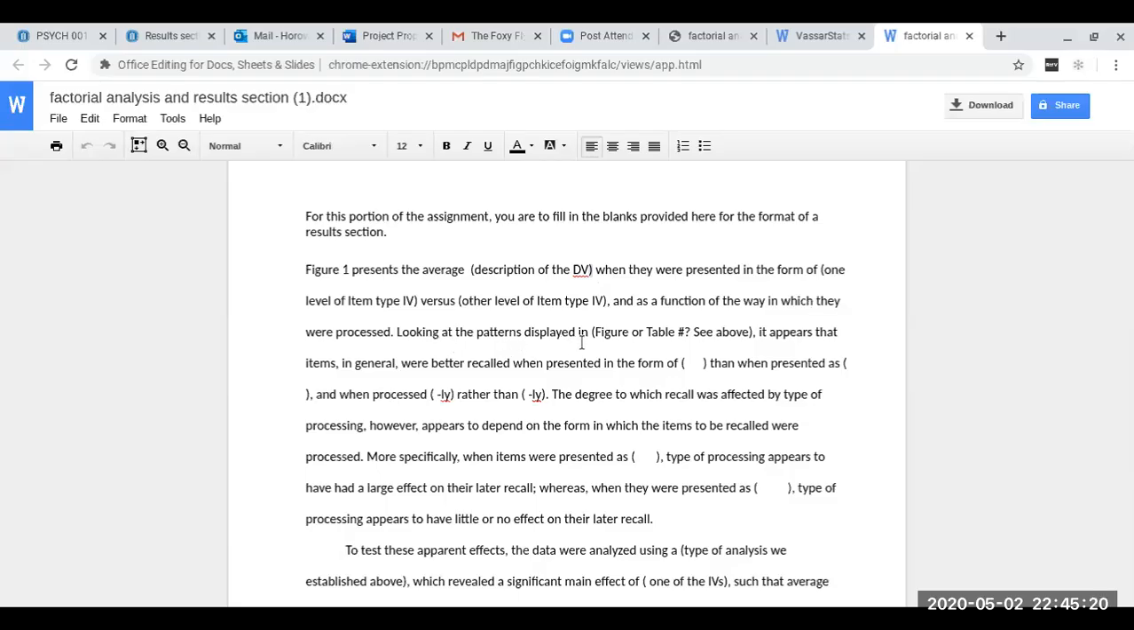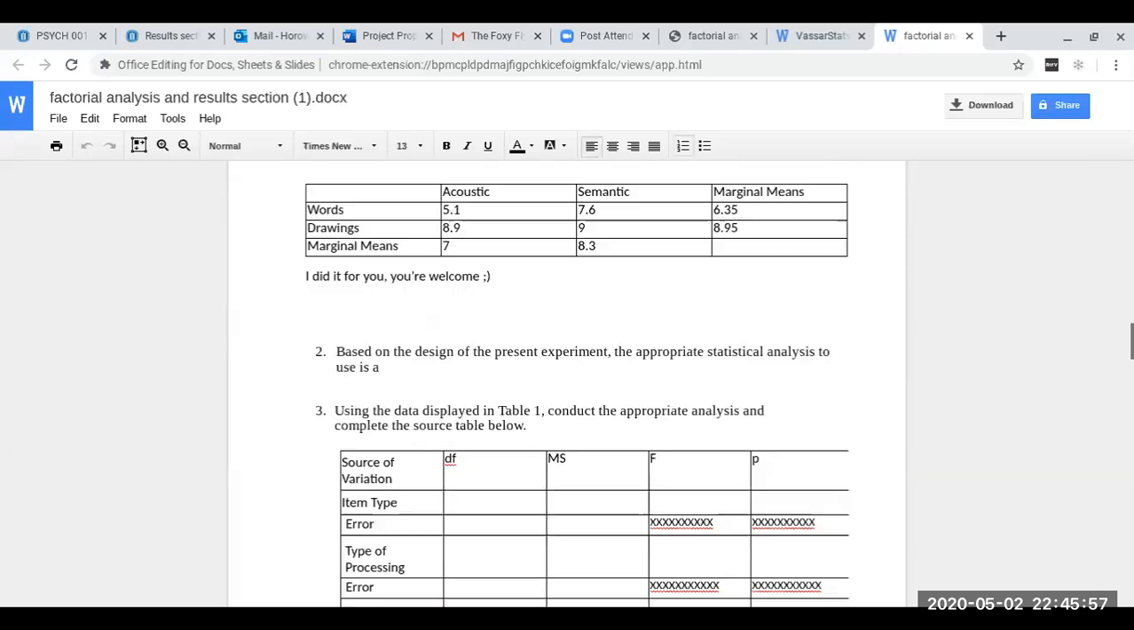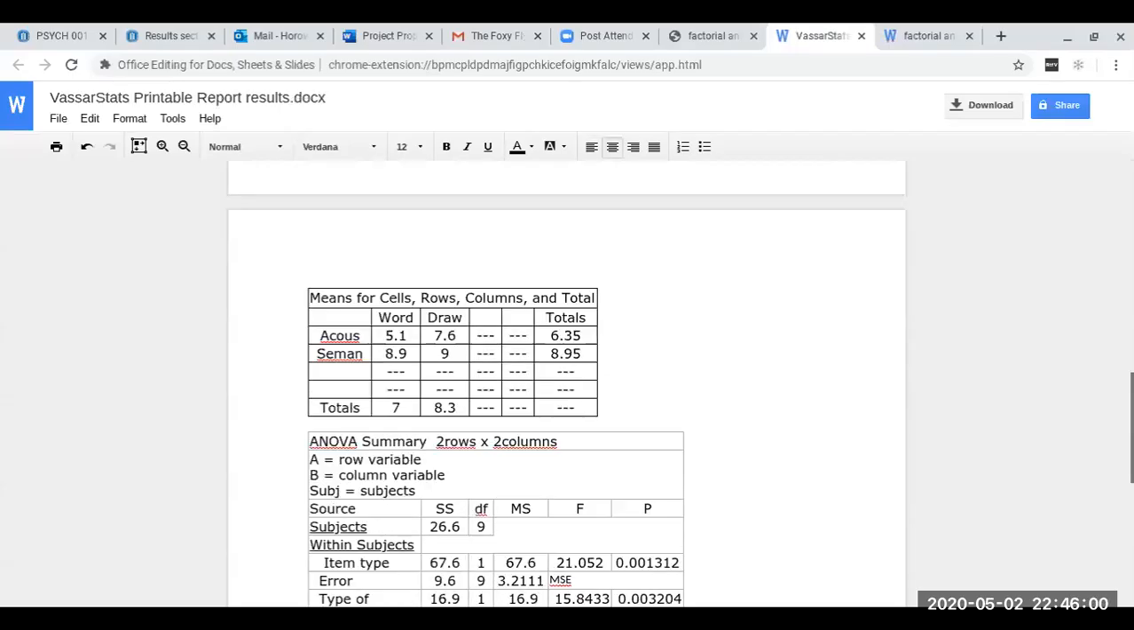Looking at the patterns displayed in, what did we have up top? Did we have a figure, a table? What was it called? Obviously, here it already shows you it's Figure 1. So I'm guessing you know what to put here, right? See above. Oh, boom. It appears that items in general, this is our main effect, were better recalled when presented in the form of what than when presented as what. So if we're talking about items, there were only two levels. There was words and drawings. Which one, and if we go either back up here, or if we went here to VassarStats, we could see words, drawings down here, acoustic, semantic over here. So which one's higher, right?